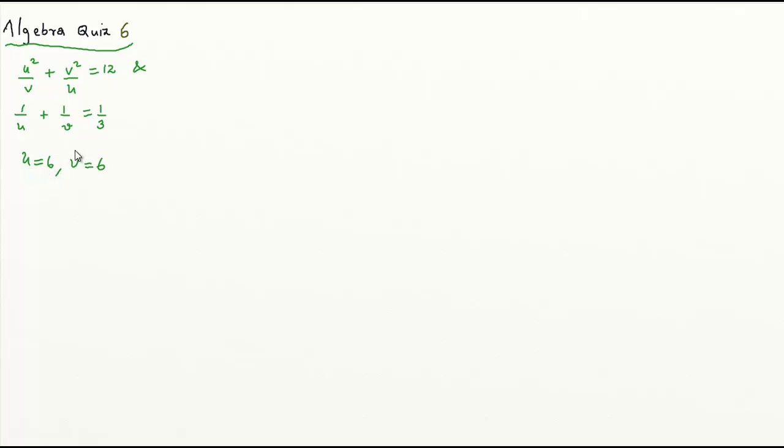Okay, so I'm going to erase this one and start off with the simplifications. So the first step is equation 1, which is u square by v plus v square by u is equal to 12. So what I did was taking the common denominator and adding the numerator. When I do that, I get u cubed plus v cubed divided by uv is equal to 12. So that's from the first equation.